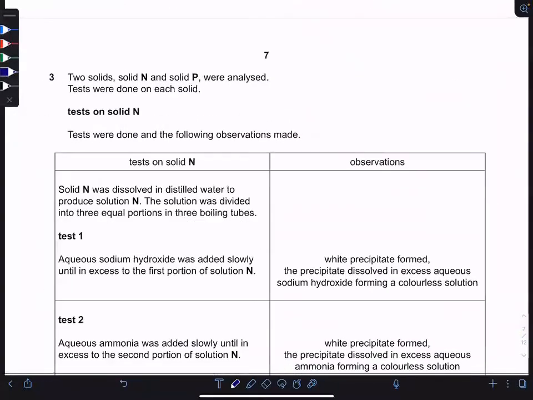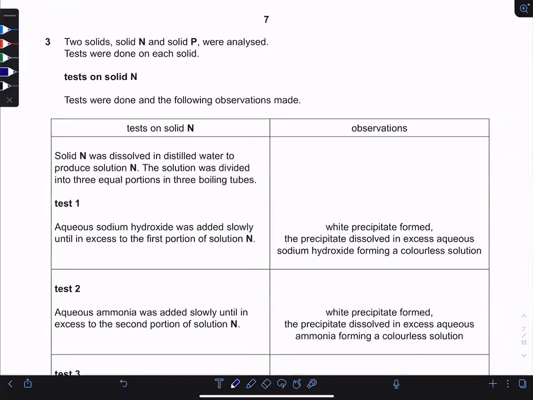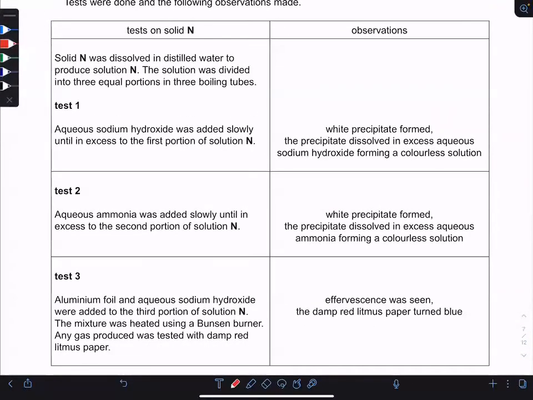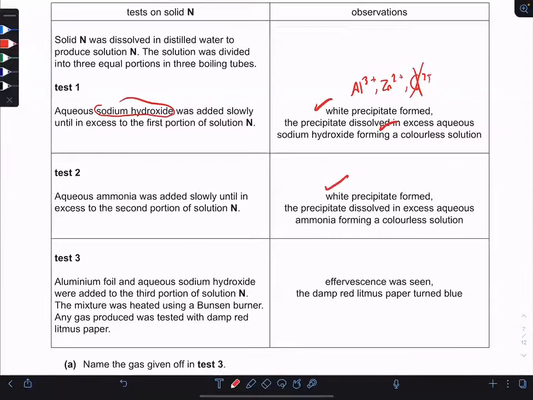Question 3, cations and anions. Okay. In question 3, he has two solids, N and P, and he's analyzing both solids. He didn't say anything about them, but he gave you the tests and the observations. Take care. When he added sodium hydroxide, white precipitate, so we're thinking aluminium, zinc, and calcium, but the precipitate dissolved, so we're not thinking in terms of calcium anymore. In case of aqueous ammonia, white precipitate dissolved. If it dissolves in both, there's only one cation that does this, zinc.